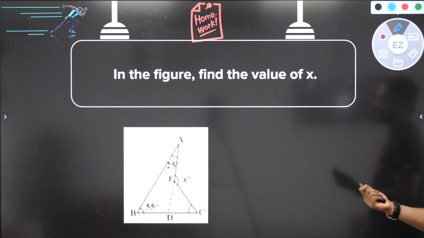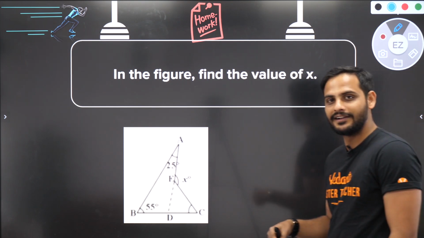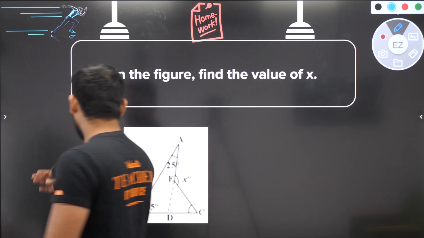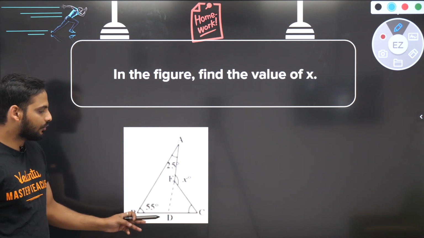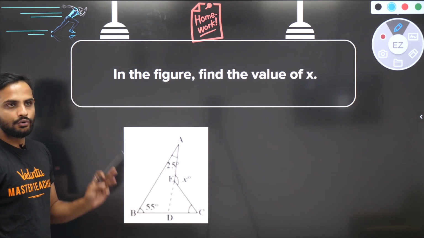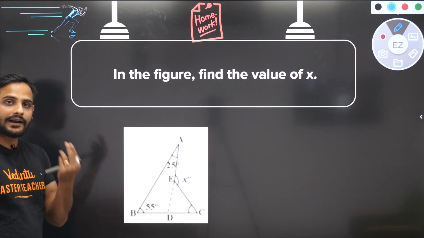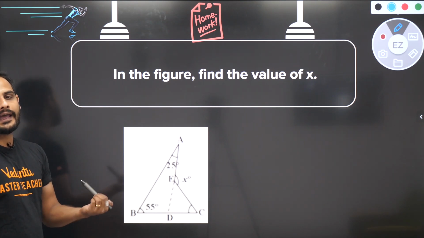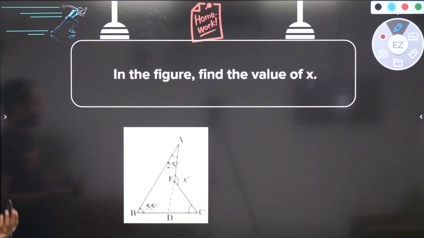In the figure, find the value of x. Tell me what should be the value of x in the comment box. Let me know. Again, a hint I would like to give you here: as you can see, two triangles are formed. So try to think about the triangle angle sum property and the exterior angle theorem. Understood? Try to focus on those parts.